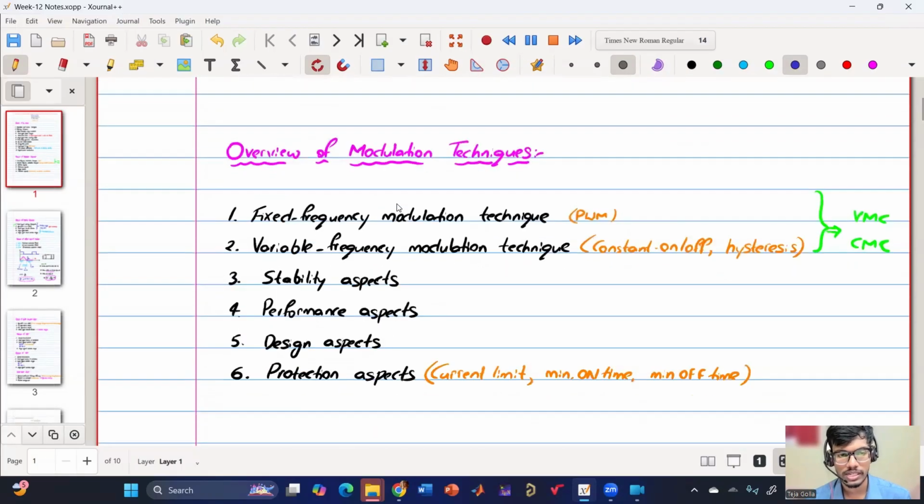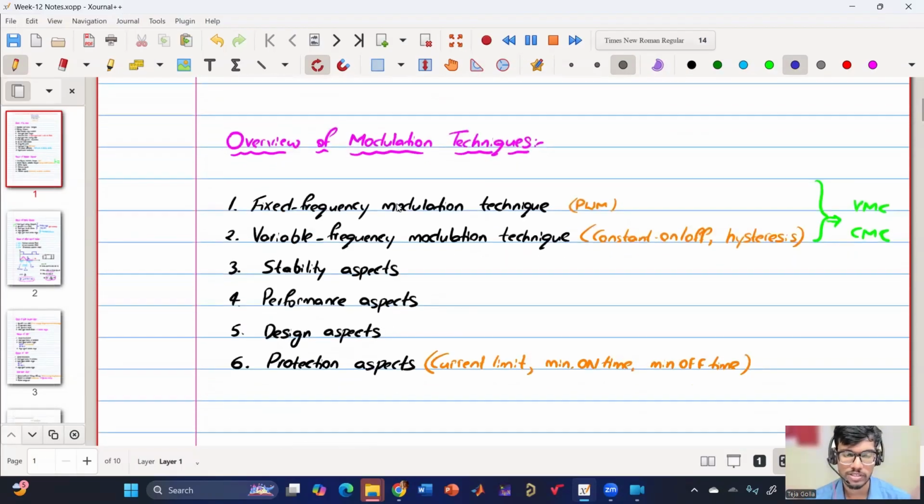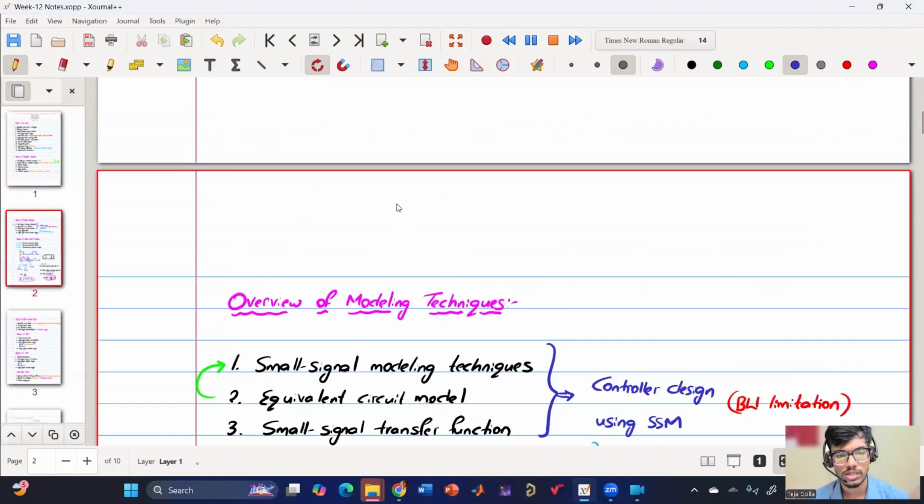And then in the modulation techniques, we have discussed fixed frequency and variable frequency, and we have seen what the differences are in terms of stability, performance, as well as design, and also protection aspects. And then we have discussed pulse width modulation. In variable frequency, we have discussed constant on time, off time, as well as the hysteresis control for both voltage mode control as well as current mode control.